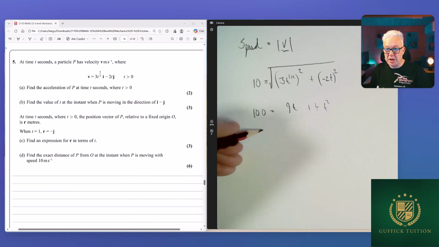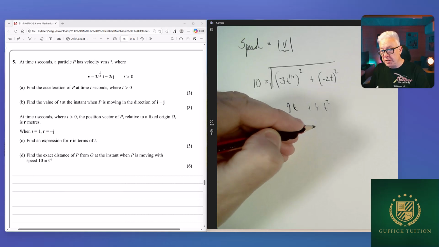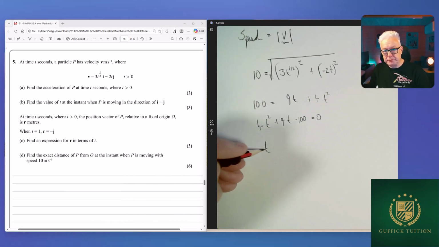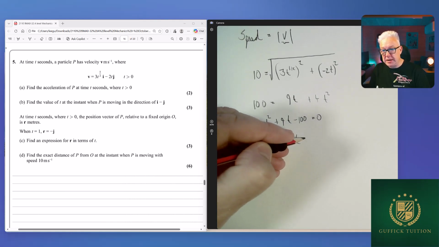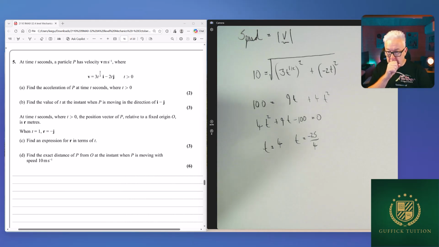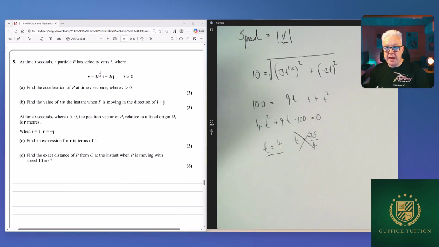So now we have a quadratic, which is 4t squared add 9t minus 100 equals 0. When we put that into our calculator and solve it, we get the solutions t is equal to 4 and t is equal to minus 25 over 4. The question tells us that t is greater than 0, so we can get rid of that solution. So we're confident it happens when t is 4.